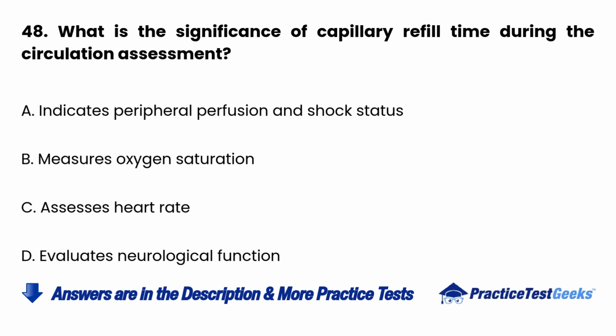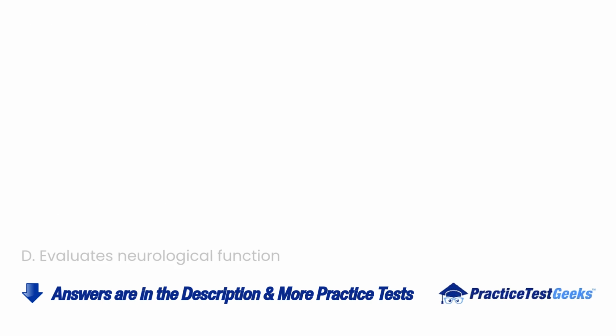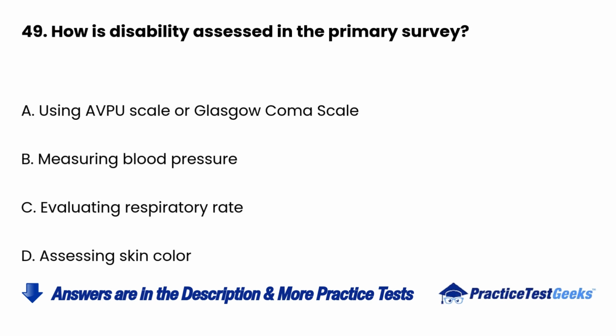A. Indicates peripheral perfusion and shock status. B. Measures oxygen saturation. C. Assesses heart rate. D. Evaluates neurological function. 49. How is disability assessed in the primary survey?